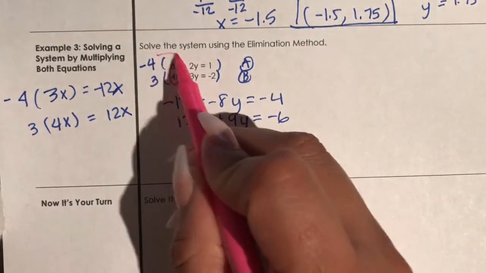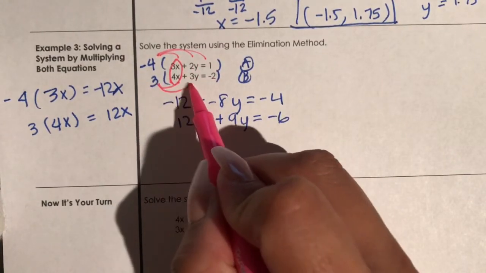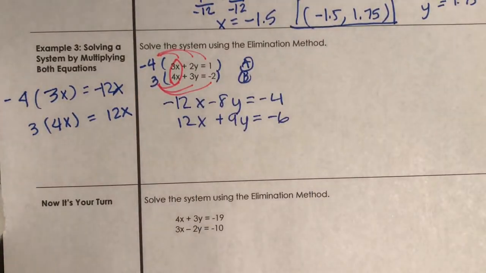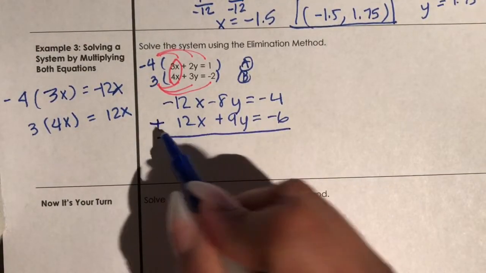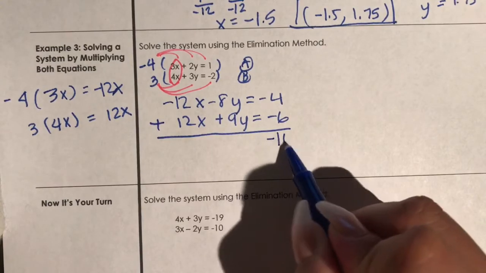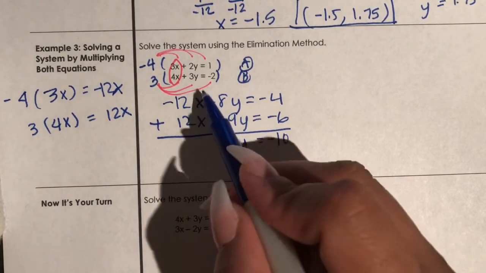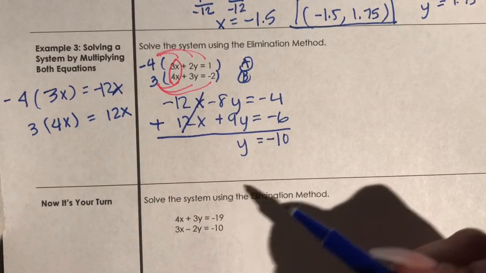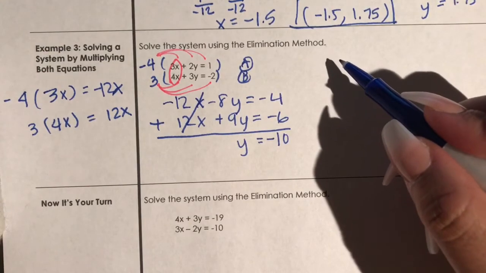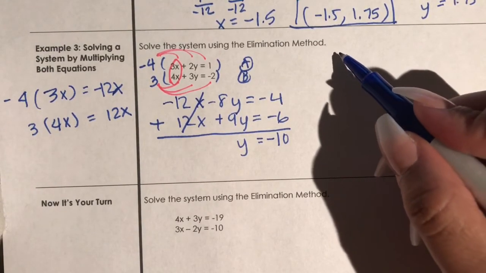These numbers are distributed to be multiplied into each term for each equation. Remember, we're going to add vertically. I have negative 10 here equals y, and those get eliminated. So y equals negative 10. I can now substitute. Does not matter what equation we substitute in. So substitute into equation 1.